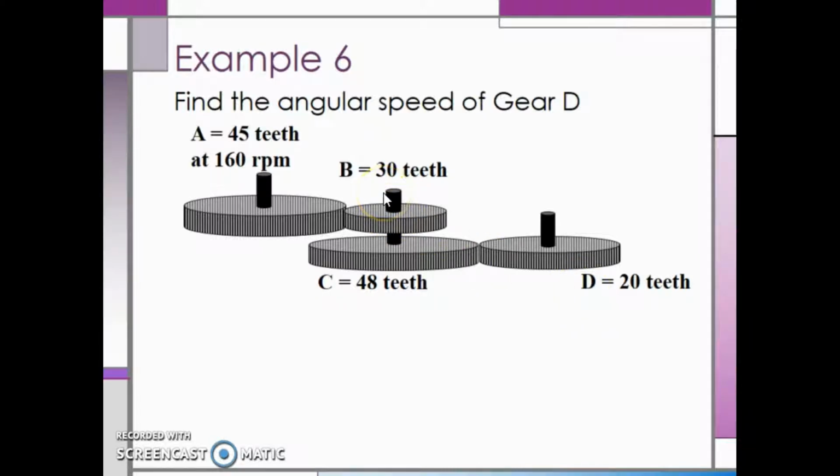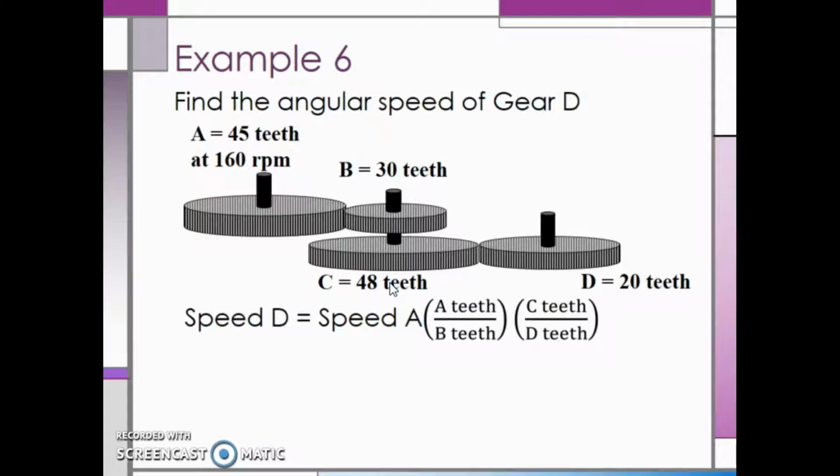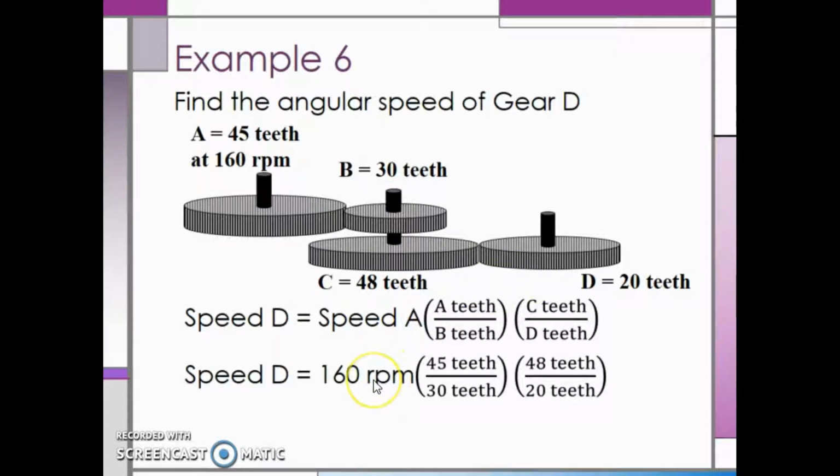Notice that gear B does not drive gear C, so we don't want to use this gear ratio in our speed calculation. Writing out what our formula should be, we have the speed of D equals the speed of A multiplied by A teeth divided by B teeth, since their teeth mesh, and C teeth divided by D teeth, since their teeth mesh. Substituting in 160 RPM for the speed of A, 45 teeth divided by 30 teeth, and 48 teeth divided by 20 teeth, multiplying everything across in the numerator and dividing by everything in the denominator, we get the speed of gear D to be 576 RPM.